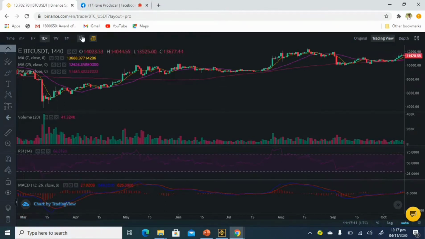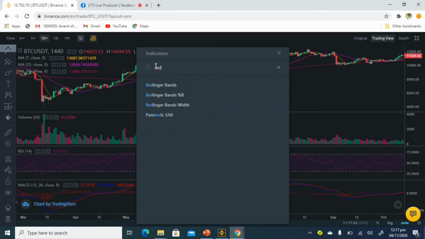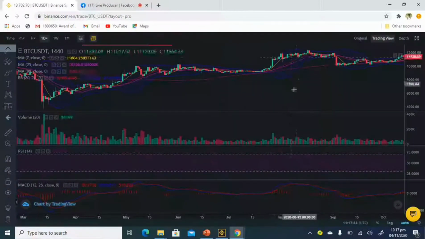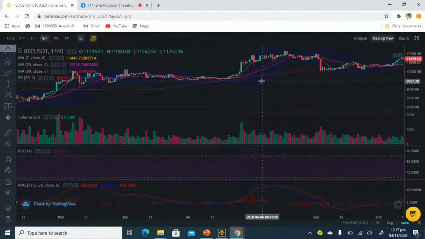You come to the indicator again, you search for Bollinger Bands. Good. This is the Bollinger Bands. You can see that the Bollinger Bands has been created on a candlestick chart here. So this is it, you can see it here. The Bollinger Band has three lines: the middle line, the upper band, and the lower band.